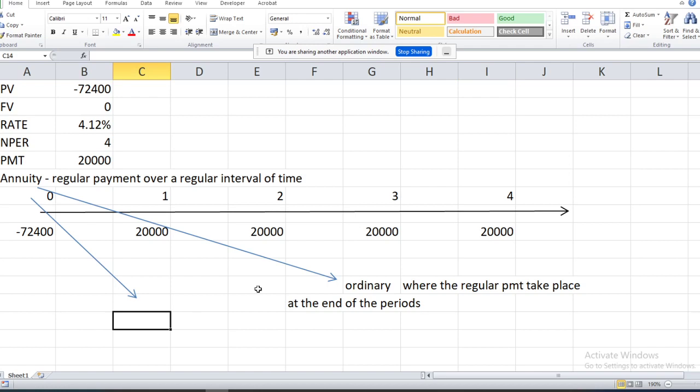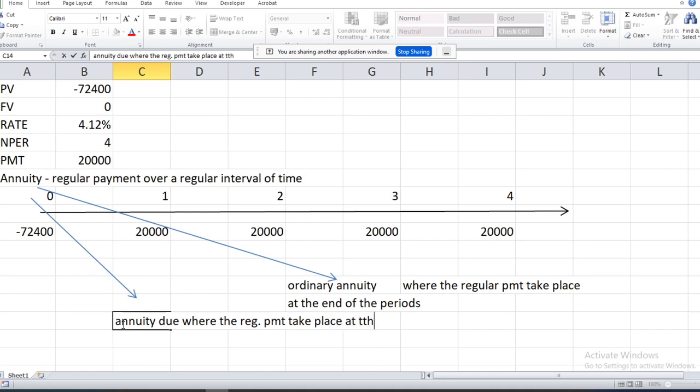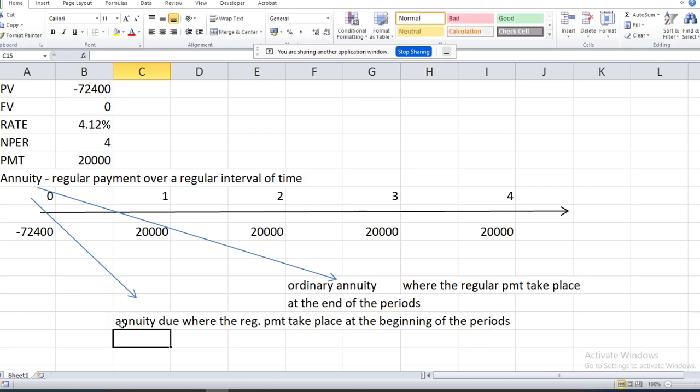Okay, but there's another kind of annuity, which is called annuity due. So let's put the full name here. That's ordinary annuity. And this is called annuity due. That is the annuity where the regular payments take place at the beginning of the periods.